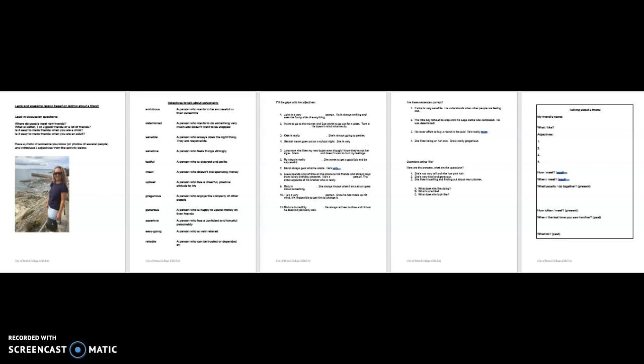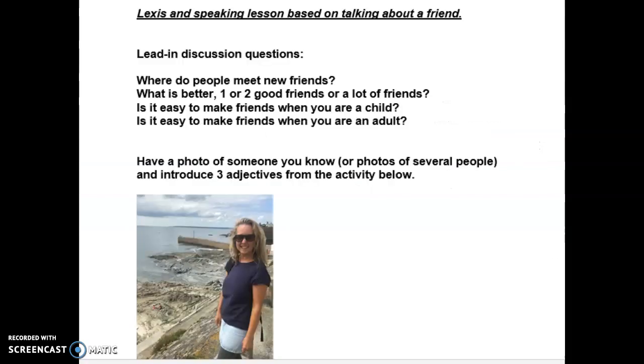Okay, so how are we going to break the lesson down? Okay, so all good lessons start with a lead-in, and the purpose of a lead-in is to get the students engaged in the topic. So one way of doing this is to set up some discussion questions. We've given you some ideas here. You could use these or your own.